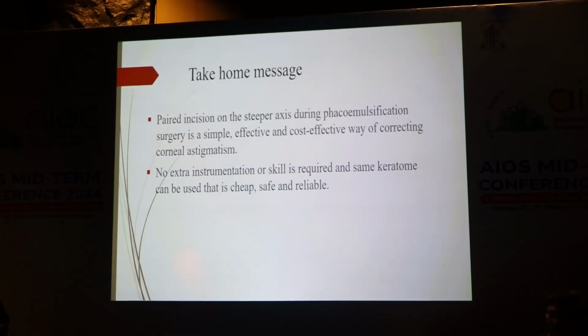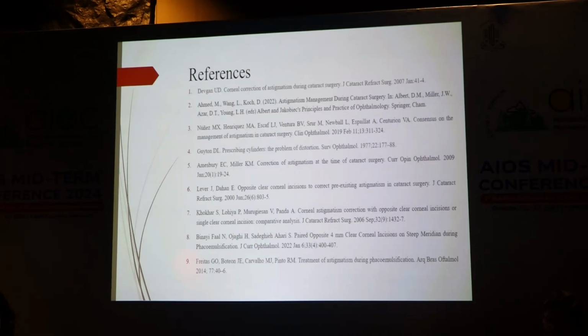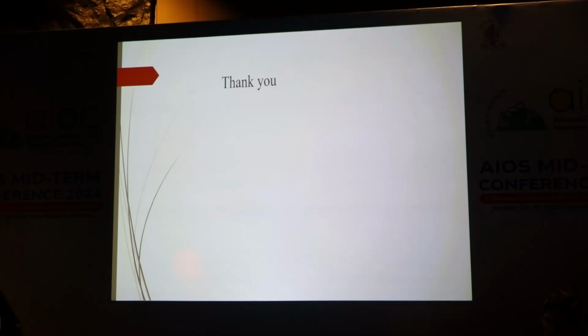Take-home message: the paired incision on a steeper axis during phacoemulsification surgery is a simple, effective and cost-effective way of correcting corneal astigmatism. No extra instrumentation or skill is required, and the same keratome can be used as a cheap, safe and reliable method. These are the references, and thank you.